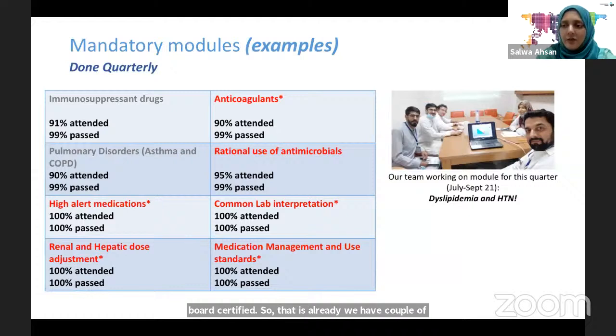So I'm very hopeful that this year, inshallah, we will be getting some board certified pharmacists in Shifa as well. So these are some of the mandatory modules. We do it every quarter, and every pharmacist has to appear in those exams. These are in-house developed modules. And this is one of our teams, a picture taken just a few days back, working on the current quarter's module on dyslipidemia and hypertension.